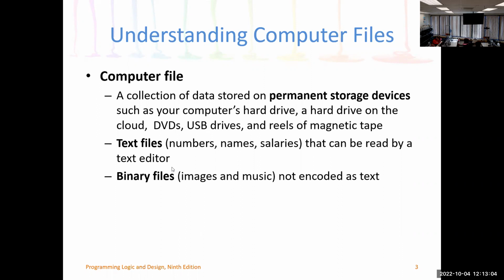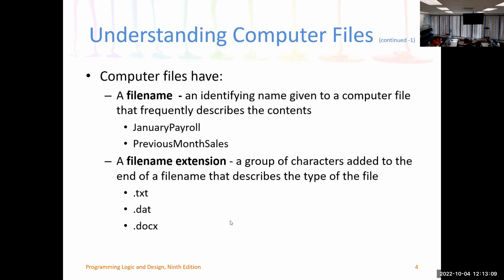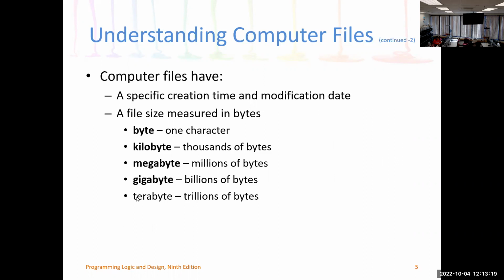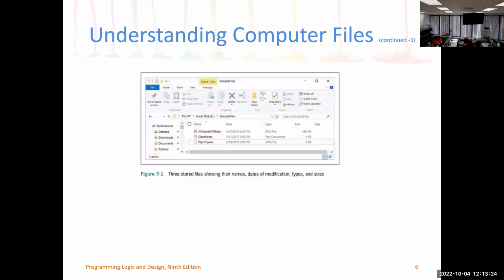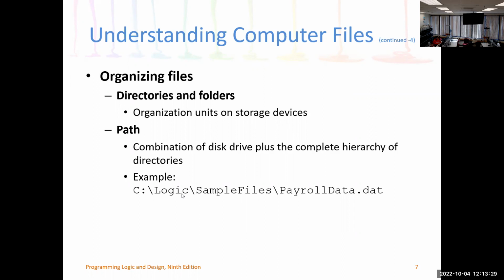And a computer file has a file name and a file extension. I do not want to go into detail, you know that, right? And the file size is measured in bytes, can be byte, kilobyte, megabyte, gigabyte, or terabyte, and so on. In order to organize the files, you can use a directory or folder. You can have a file inside a directory and inside another directory here.